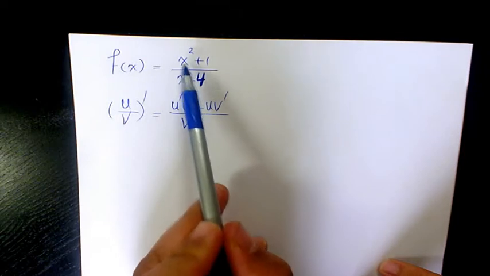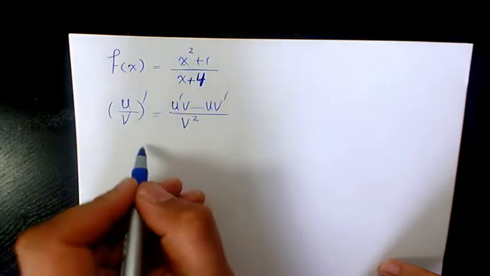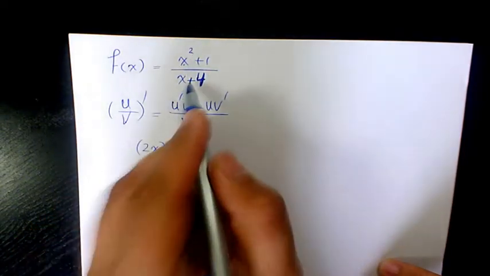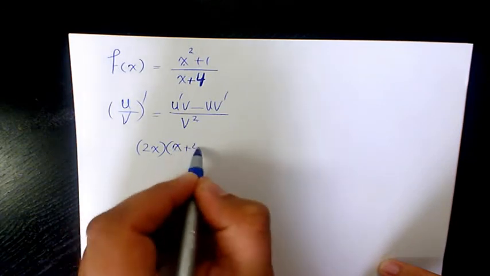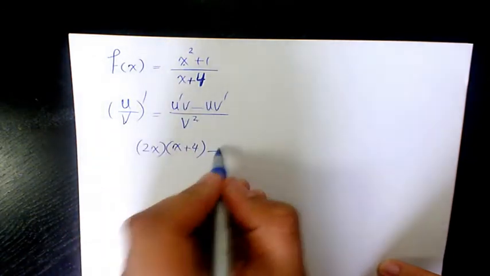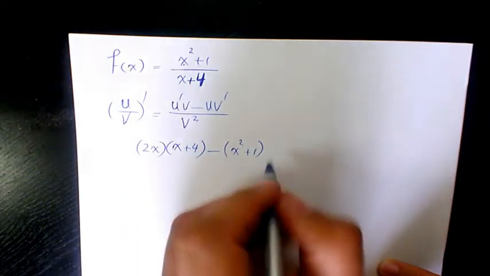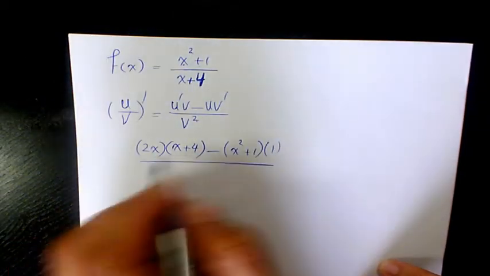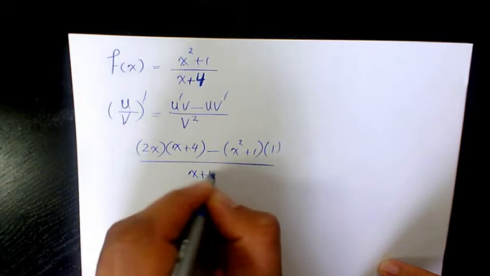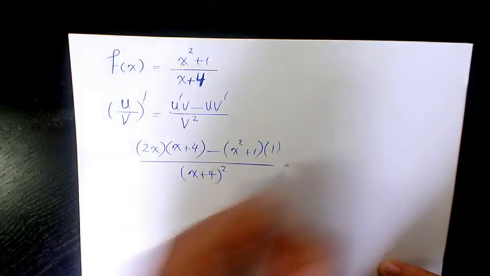So the derivative of x squared plus 1 is 2x. That's going to be times x plus 4, minus u, which is x squared plus 1, times the derivative of the denominator, which is going to be 1, divided by v squared, which is (x plus 4) to the power of 2.